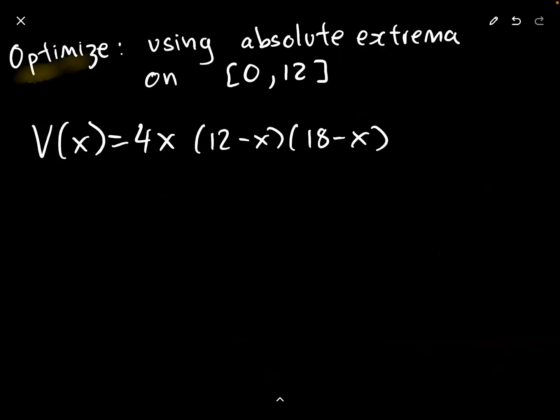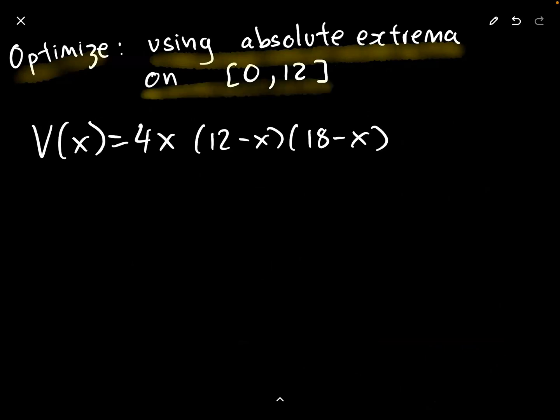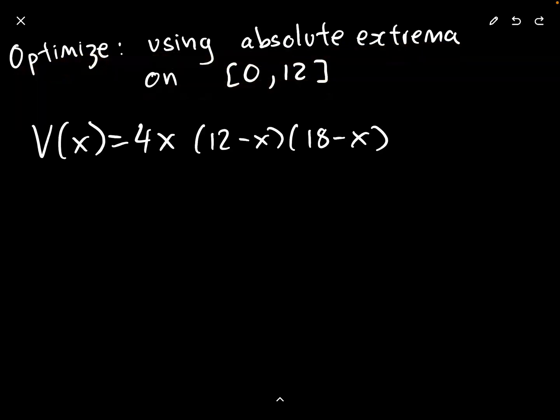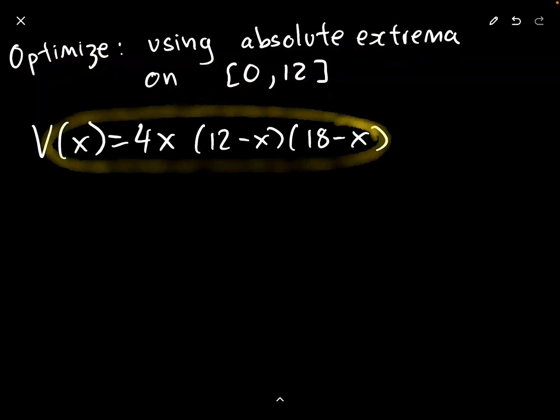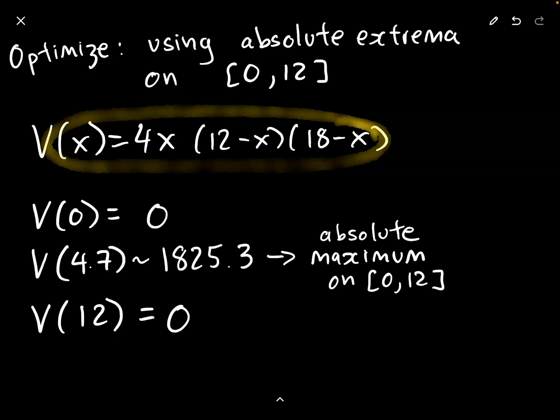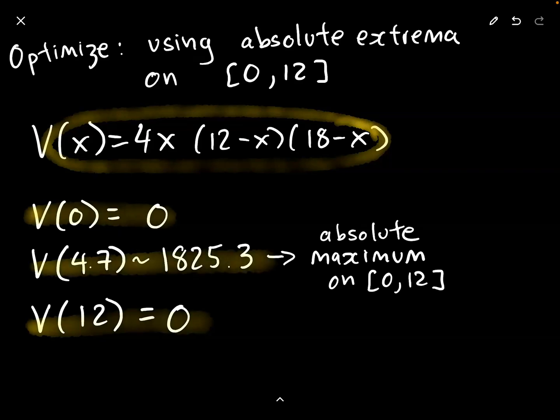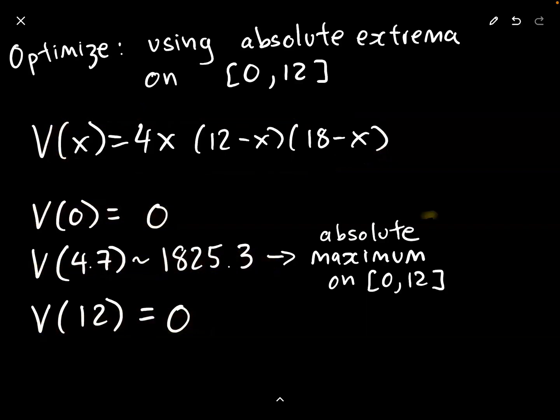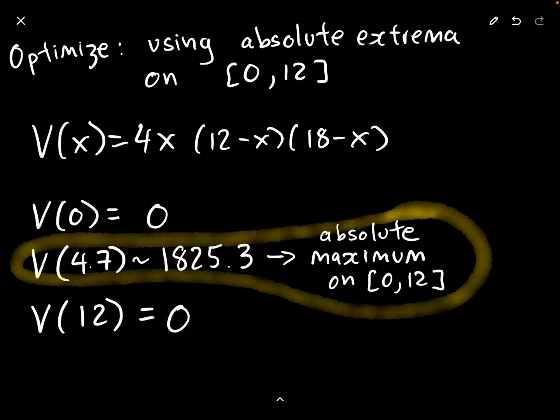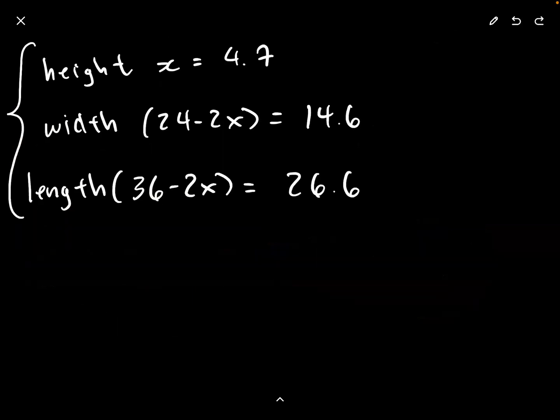Next we will optimize. We'll use the method of absolute extrema on the closed interval 0 to 12. It's up to you. If you want to use the first derivative test, you could also use that. Here we'll be checking the value of the volume function at the endpoints and at the critical point. So you can check these values. V of 0 will be 0, V of 12 will also be 0, and V of 4.7 is 1825.3. So since that is the largest value for the volume, x equals 4.7 maximizes V. So finally, we'll just answer the question.